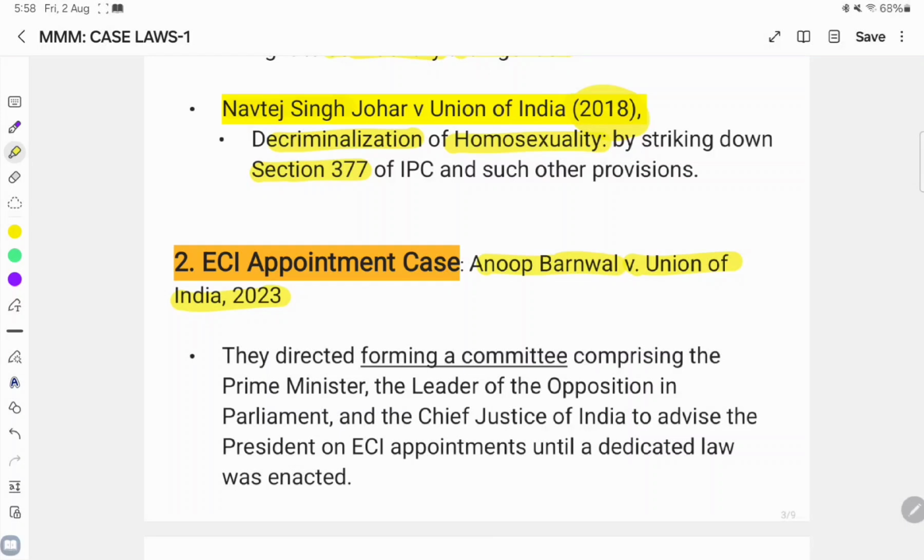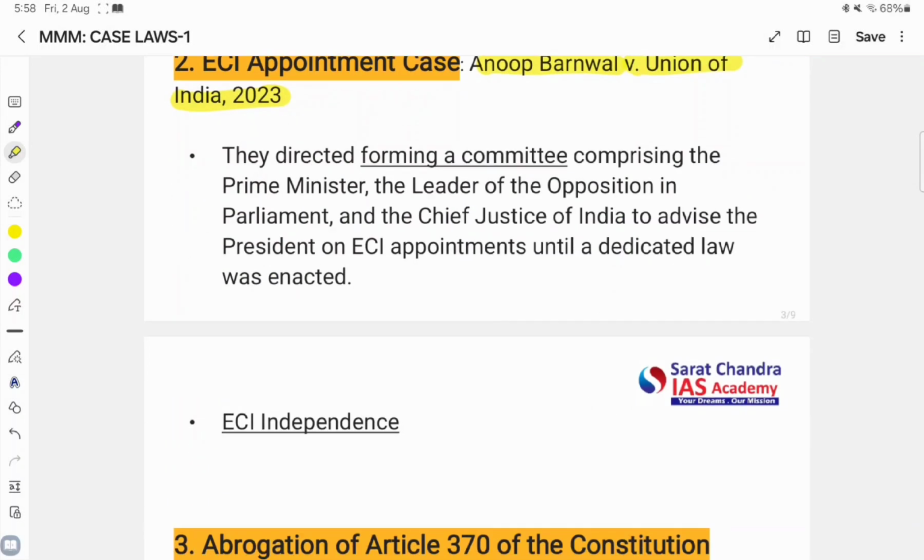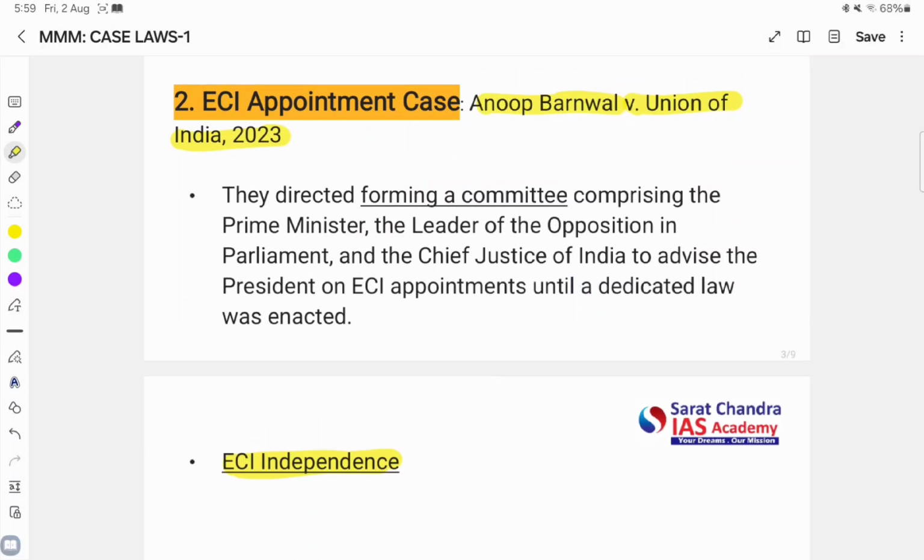This case you can use for the substantiation of points like the Election Commission of India's independence, the rights and obligations as well as the independence of the ECI to conduct free and fair elections in India. In those kinds of questions, you can quote the Anup Baranwal versus Union of India case, 2023.